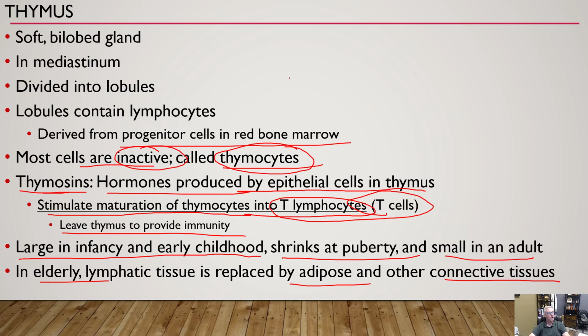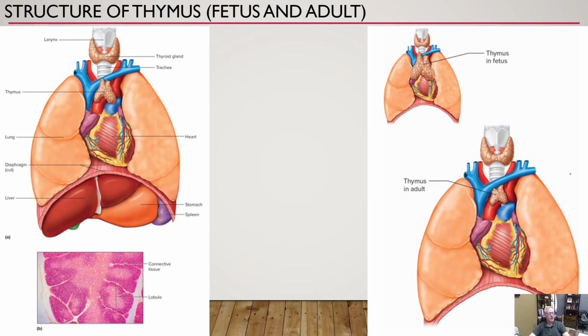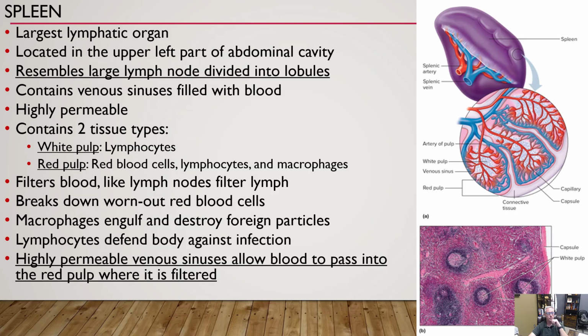All right, so here you can see the thymus. Here is where your thymus is. And you can see that a thymus in a fetus is relatively large compared to a thymus in the adult. All right, so your spleen.